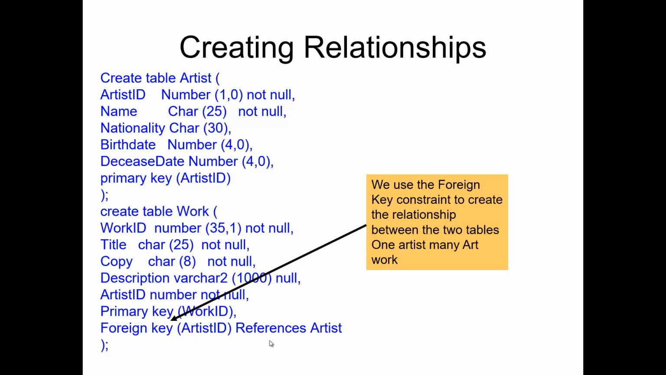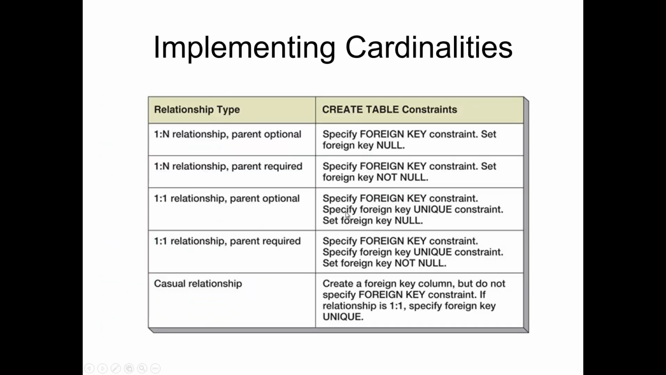The work ID will be a number with a precision of 35 and scale of 1, which means that the total number of digits is 35. So 34 of them will be on the left and 1 will be on the right of the decimal. Again, take the code and implement that code in Oracle Live SQL. So you can write this code to connect the 2 tables. So you have now the artist table and the work table being added.